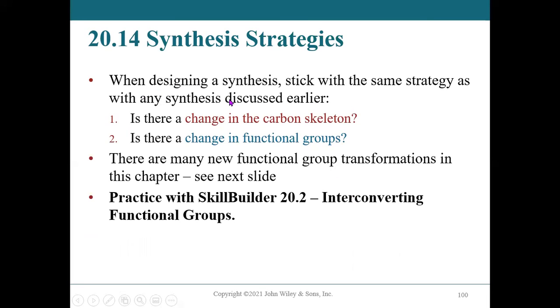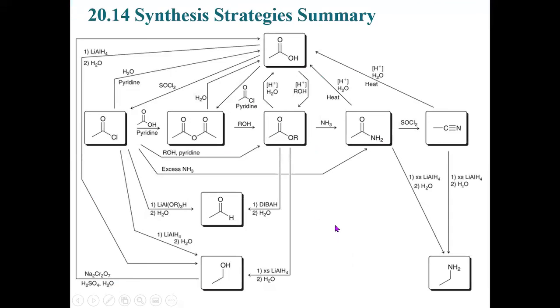When designing a synthesis, stick with the same strategy as with any synthesis discussed earlier. First, is there a change in the carbon skeleton? Secondly, is there a change in the functional group? There are many new functional group transformations in this chapter. See the next slide, and we can see these functional group transformations.